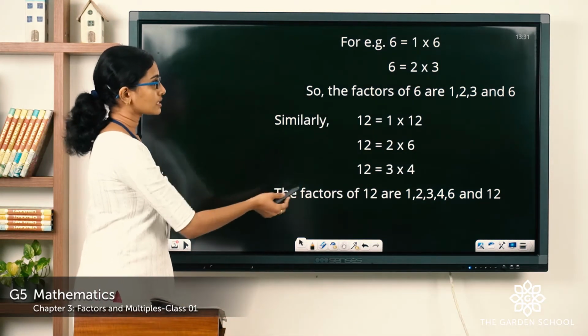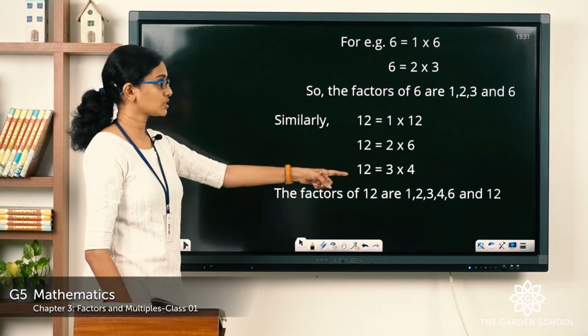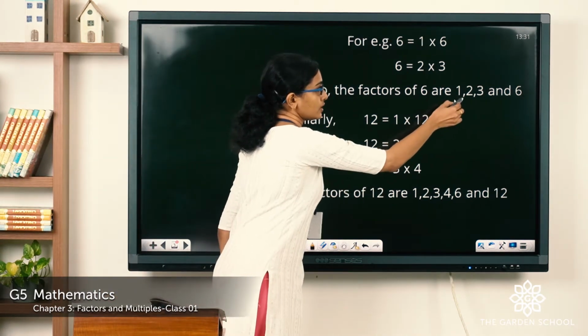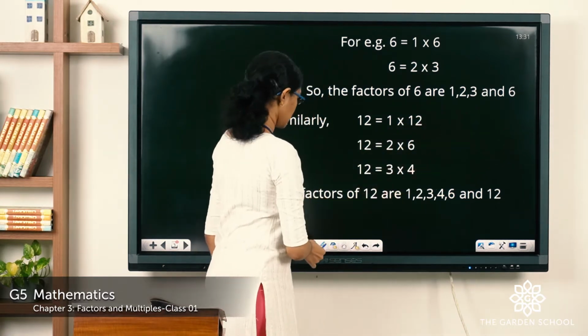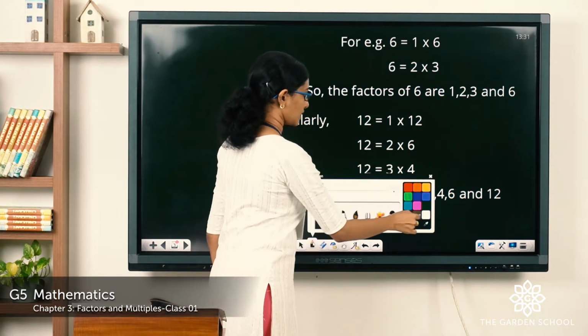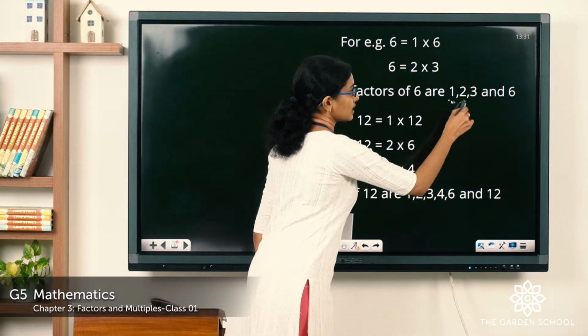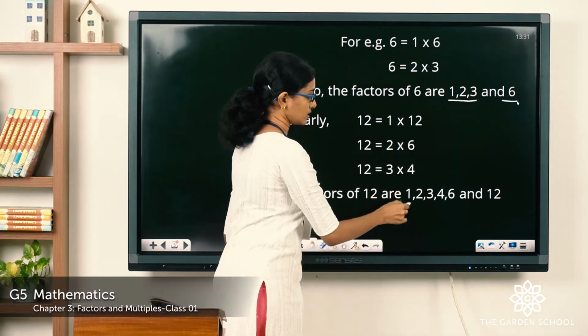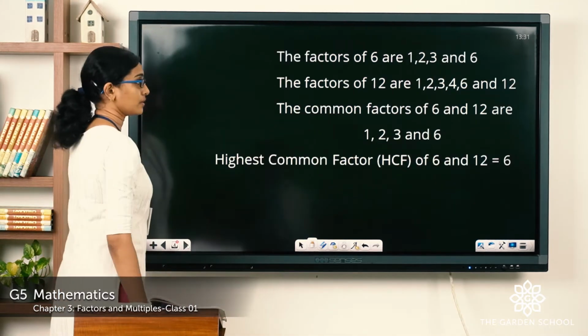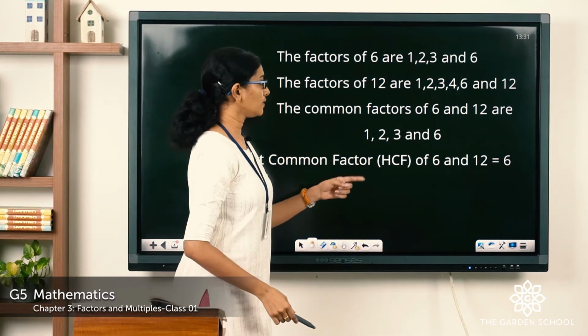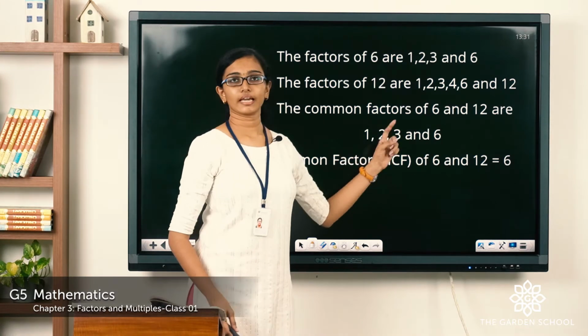Now, do you see some common factors for 6 and 12? See, this 1, 2, 3 and 6 are common to both these numbers, right? 1, 2, 3, 6. So, we say the common factors of 6 and 12 are 1, 2, 3 and 6.